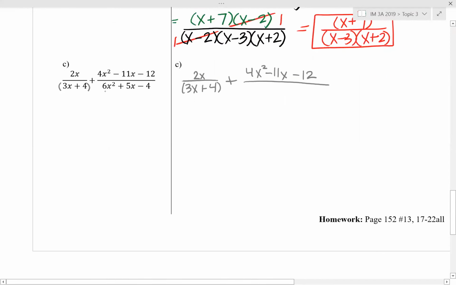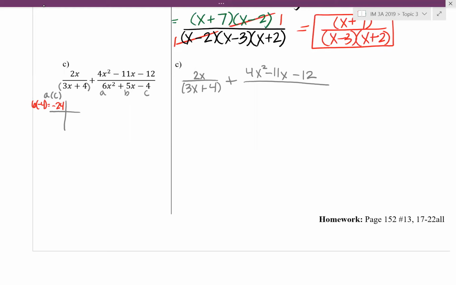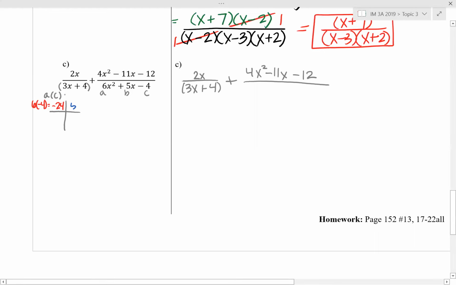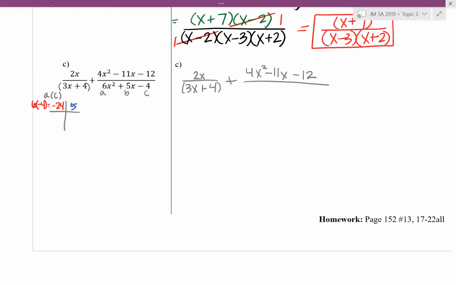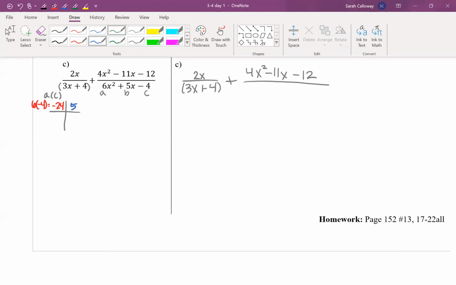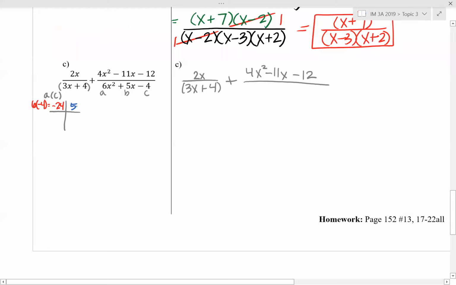So I'm looking at A, B, and C, and I want to determine two numbers that multiply to A times C, which in this case is 6 times negative 4. And so 6 times negative 4 is negative 24. So I want two numbers that multiply to negative 24 that also add to B, so they add to 5. Since it's negative, I know one has to be negative. Since they're adding to a positive 5, I know that the larger number needs to be positive.